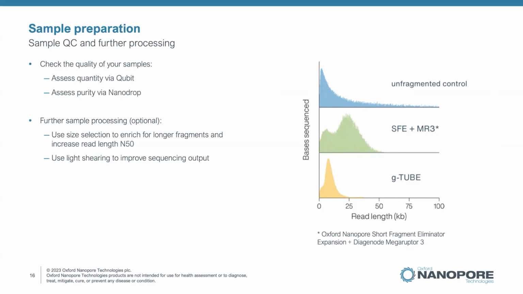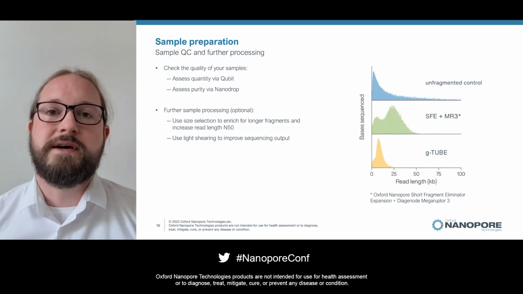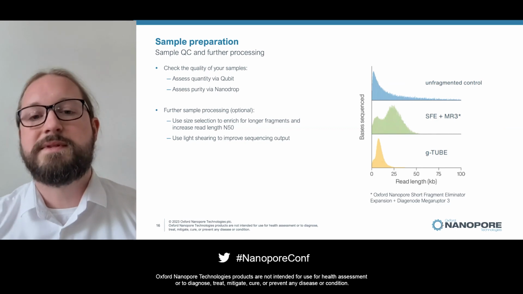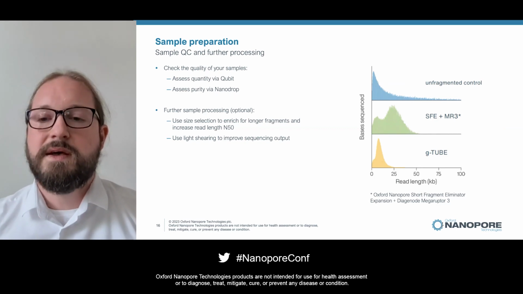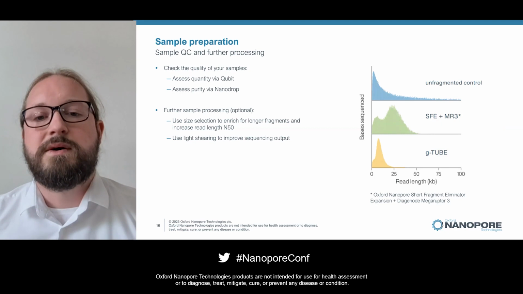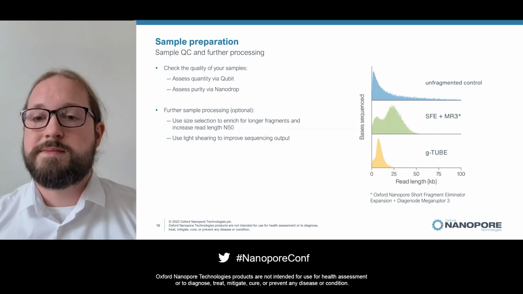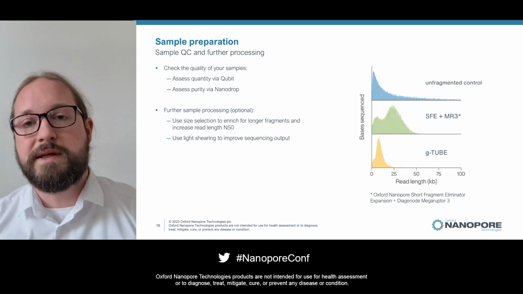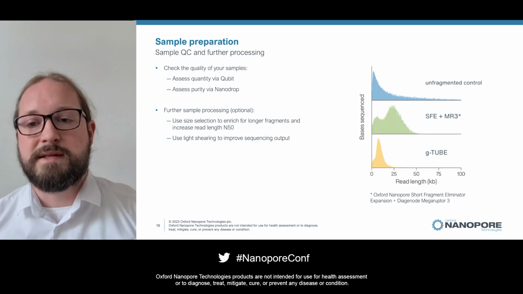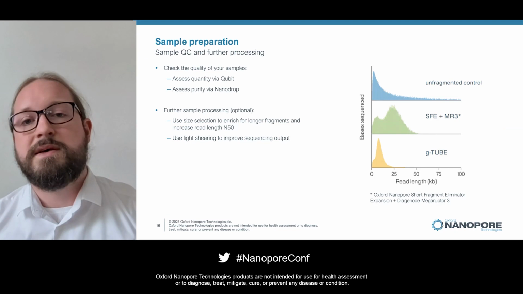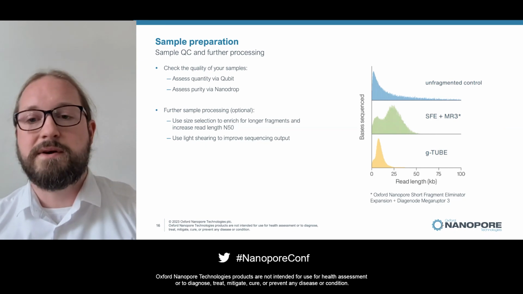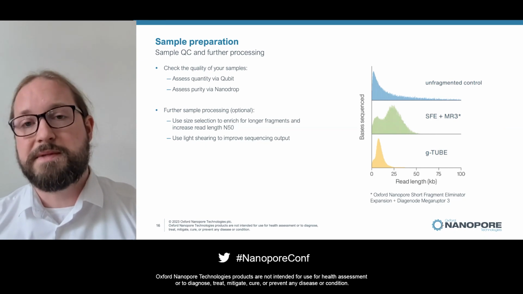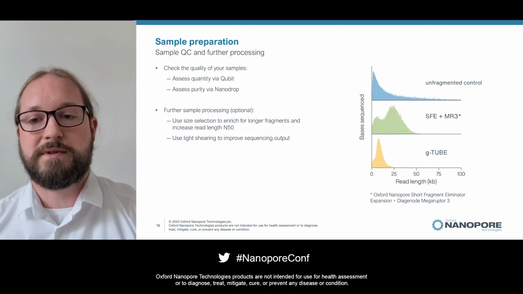Light shearing we have found to generally improve output, and size selection obviously helps by removing shorter fragments in your sample. On the right, you just see an example of basically the same sample prepared in different ways, yielding different read length distributions, just showing the amazing flexibility that you can get from the Nanopore platform to tailor your read length distribution to your application and what you need.